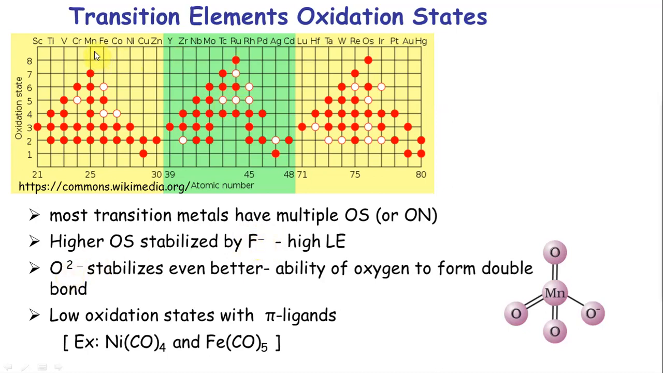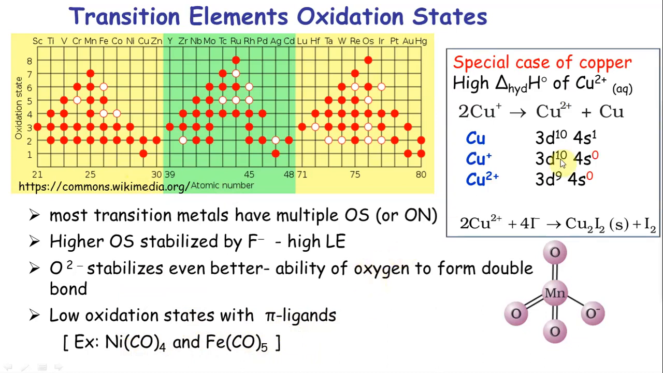For example, if you take Mn, you don't have manganese in +7 oxidation state with fluorine even, but you have it with oxygen: KMnO4, Mn2O7, all those. Because oxygen stabilizes even better because of the ability to form double bonds, whereas with fluorine, it has to form 7 bonds. Whereas this can form double bonds, so geometrically also it is favorable. The lowest oxidation number, 0, is stabilized by pi ligands. We will see this pretty soon in coordination compounds. The lowest is pi ligands.